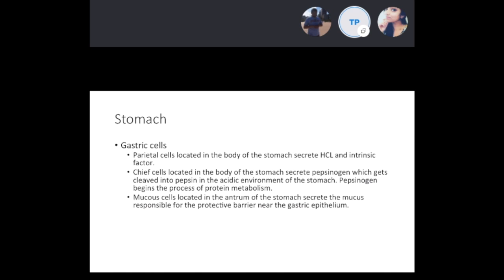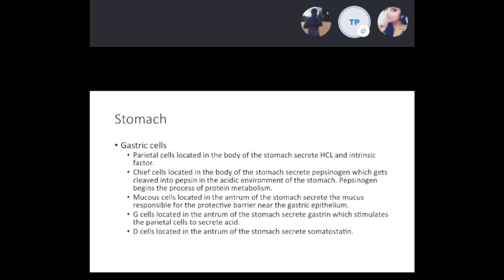Mucus cells are also located in the antrum of the stomach. They secrete the mucus responsible for the protective barrier near the gastric epithelium. G cells are also located in the antrum of the stomach, and they secrete gastrin, so G cells, G for gastrin, which stimulates the parietal cells then to secrete acid. So G cells, which secrete gastrin, work in parallel with parietal cells to secrete acid. The D cells are located in the antrum of the stomach, and they secrete somatostatin. And stem cells are present also at the base of the gastric pits and are responsible for replenishing the gastric epithelium.